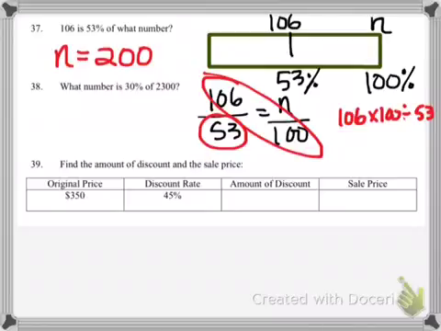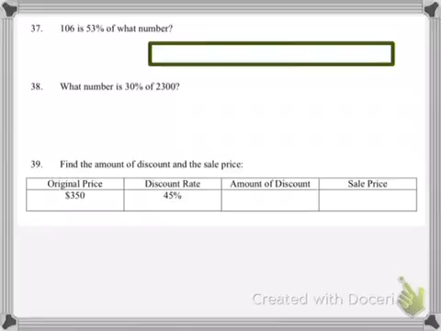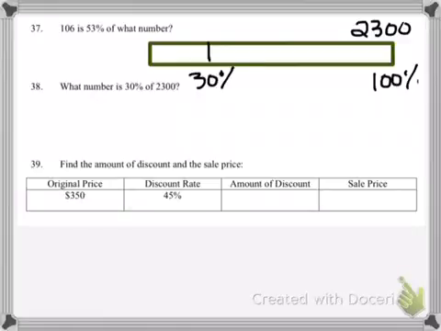So let's move on and look at problem number 38. Again, we'll use a tape diagram for this as well. We know that the total amount that we're looking at is 2,300. The 100% is 2,300. What we're interested in is finding that 30%. Well, we could take this tape diagram and break it into 10 parts. That would be an easy division problem.